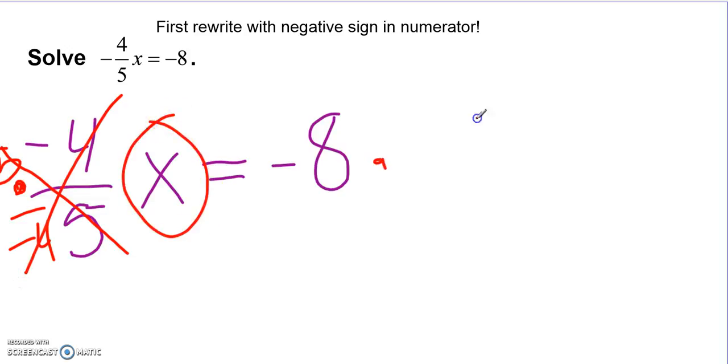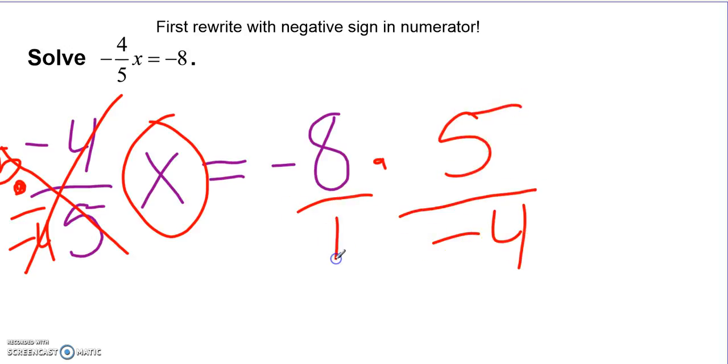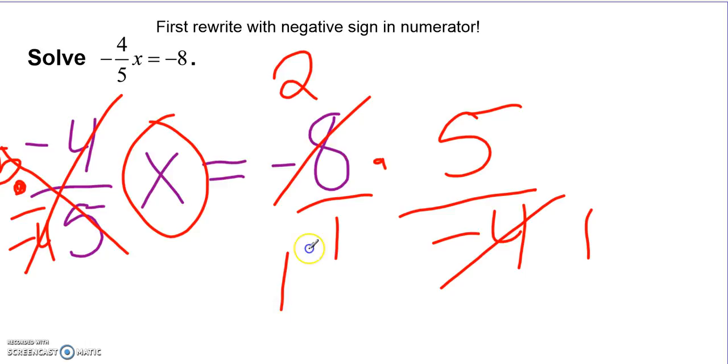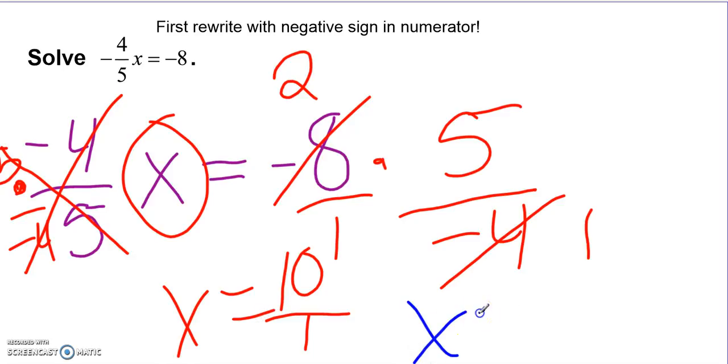And then over here, 5 divided by -4. And I can put this over 1 to make my life easier, but simplify before multiplying. This turns into a 2, and that turns into 1. So that is 10 over 1, so x equals 10.